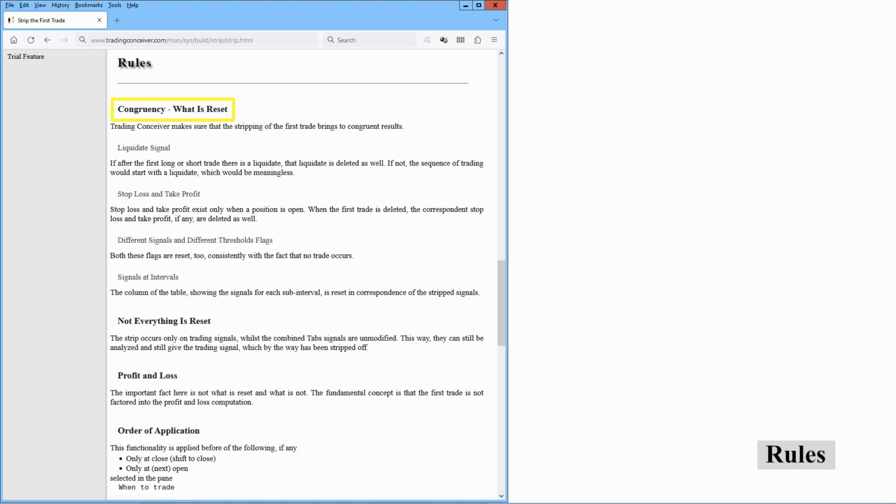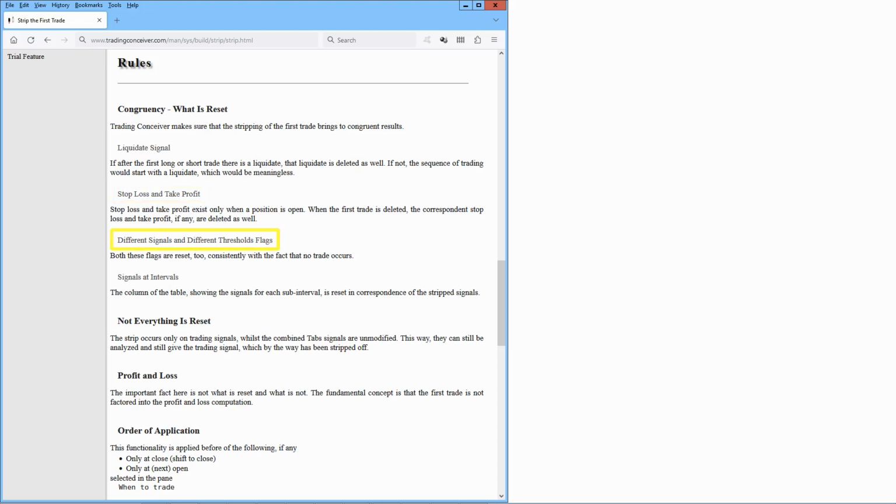Trading Conceiver makes sure that the stripping of the first trade brings two congruent results. If after the first long or short trade there is a liquidate, that liquidate is deleted as well. If not, the sequence of trading would start with a liquidate, which would be meaningless. Stop loss and take profit exist only when the position is open. When the first trade is deleted, the correspondent stop loss and take profit, if any, are deleted as well.